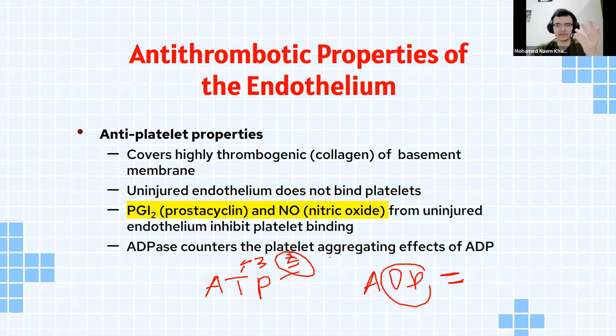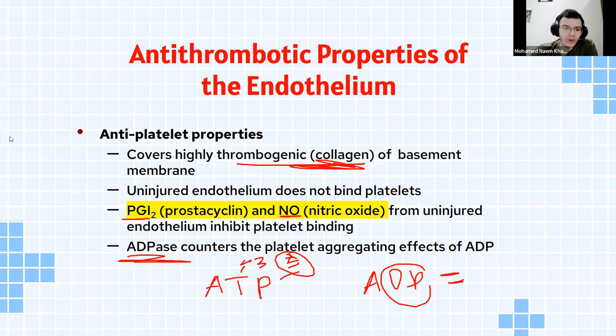And basically, what breaks ADP? It's ADPase. Remember how ATP is broken down by ATPase? ADP is broken down by ADPase. Okay, so endothelium has ADPase. And again, that's another way where it counters the aggregation and the thrombus formation. So it basically does it in multiple ways. First of all, it covers the basement membrane collagen and inhibits aggregation. Second, by release of NO and prostacyclin. And the third, by having an ADPase, okay? Which breaks down ADP, which has to do with the thrombus.